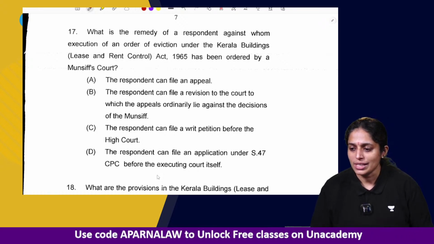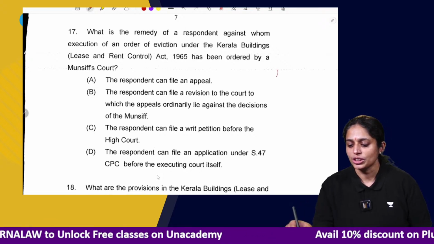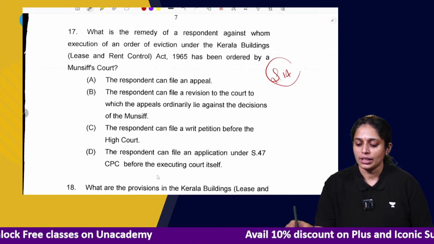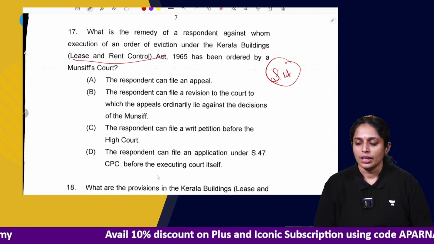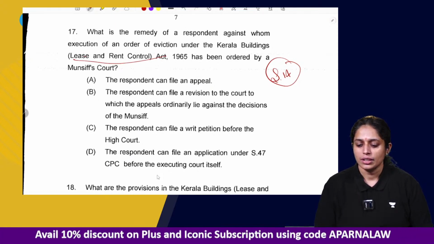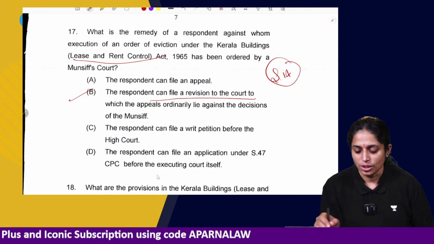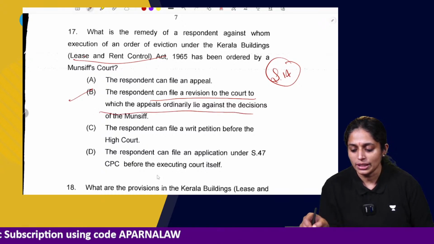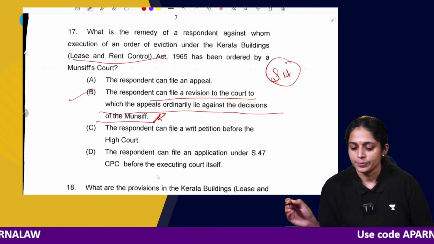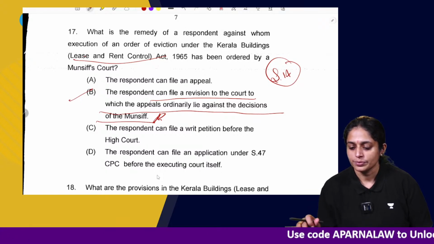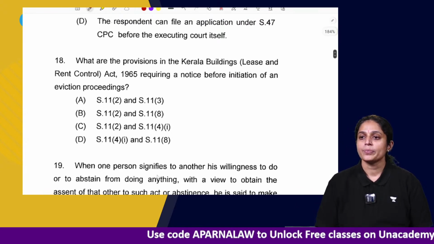So what is the answer here? This is a question under section 14 of Kerala Building Lease and Rent Control Act. Here it is B. The respondent can file a revision to the court to which the appeals ordinarily lie against the decisions of the munsiff. And the last question of Rent Control Act.